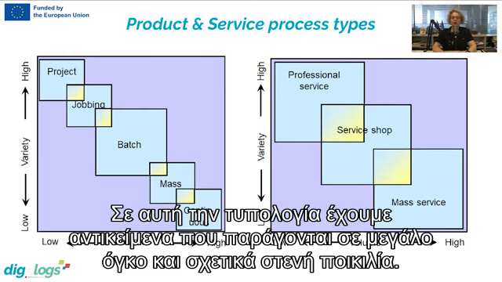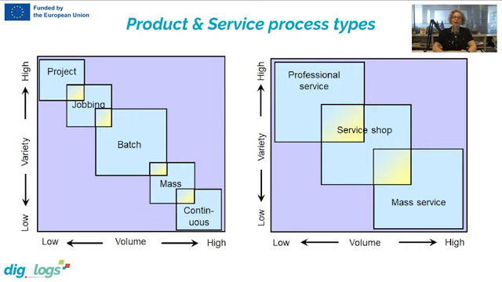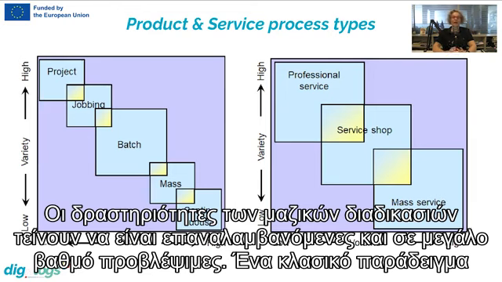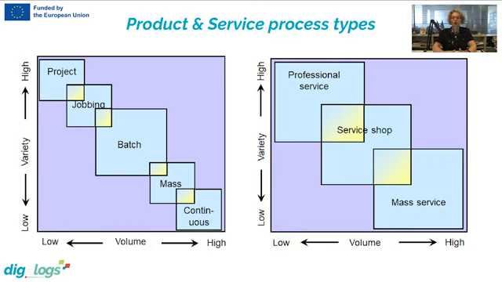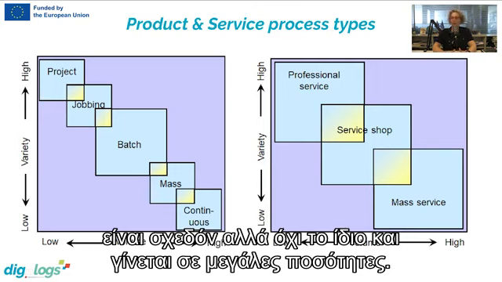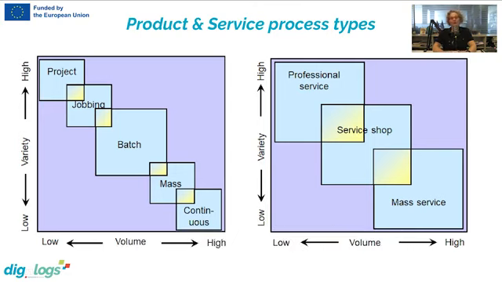In this typology, we have items that are produced in high volume and relatively narrow variety. The activities of mass processes tend to be repetitive and largely predictable. A classic example would be the mass production of cars from an automobile production plant where each car is almost but not quite the same and made in large quantities.